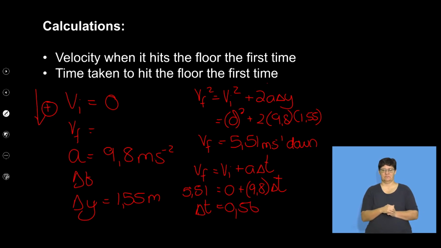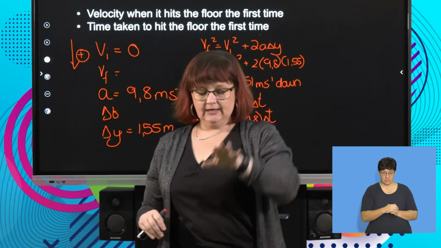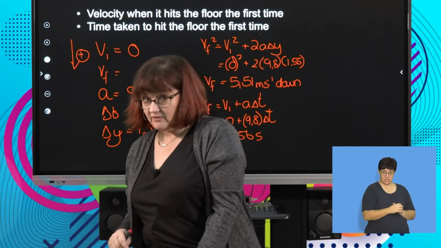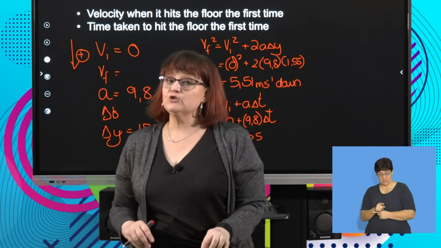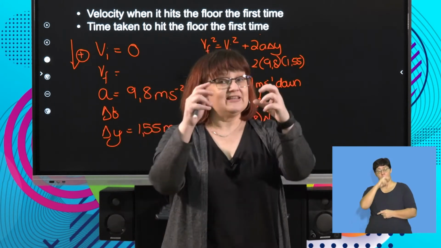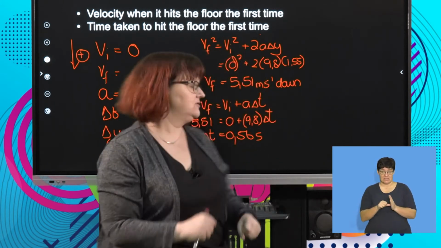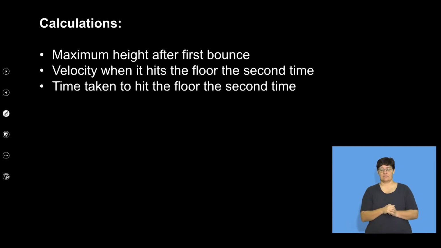So, seconds. What I've worked out now is I know the initial velocity, I know the velocity it hits the ground with, and I know how long it took to get there. So that's important information that we need to keep. Now, I want the maximum height after the first bounce.